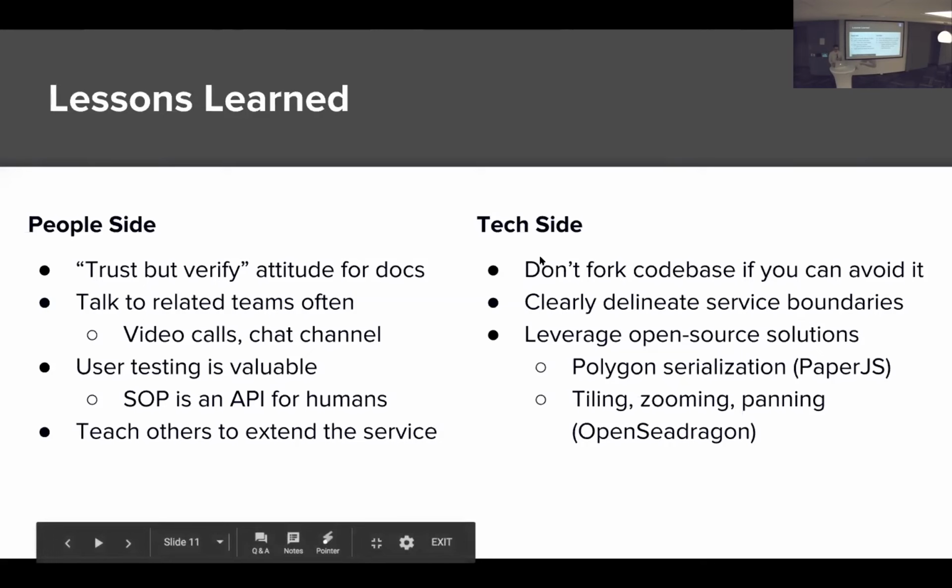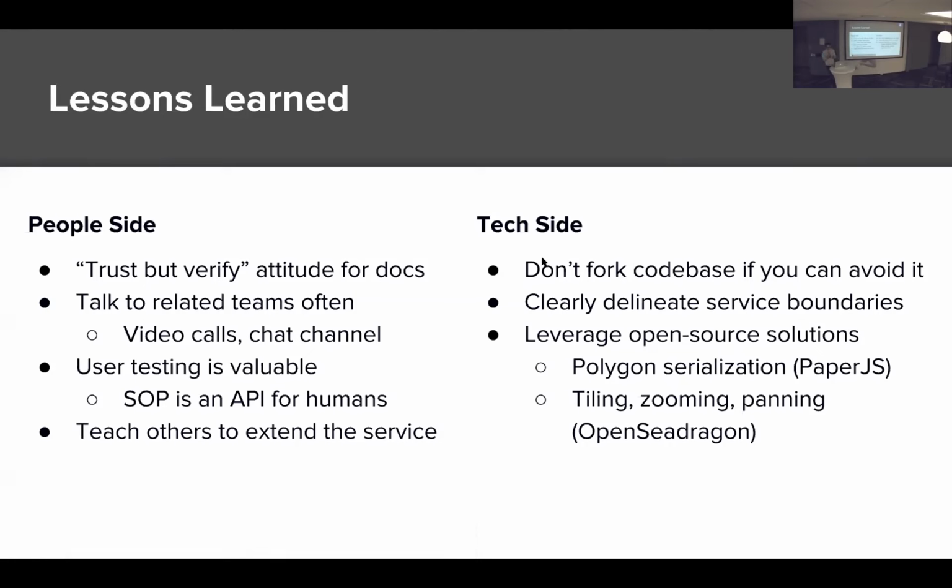On the tech side, something that in retrospect we probably shouldn't have done: don't fork a code base if you can avoid it. This should be super low on your list of solutions. It should be one of the last things that you reach for. It was difficult for the developers because we were having to shoehorn something into an existing code base, but it was also really difficult for the users because it was a fork.